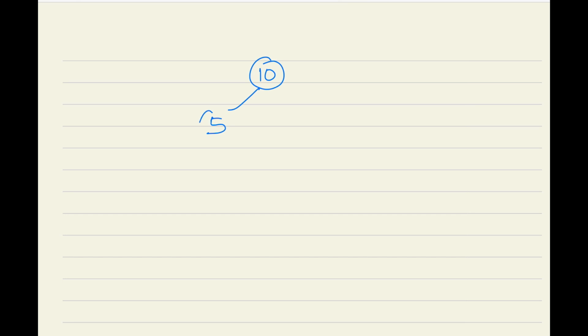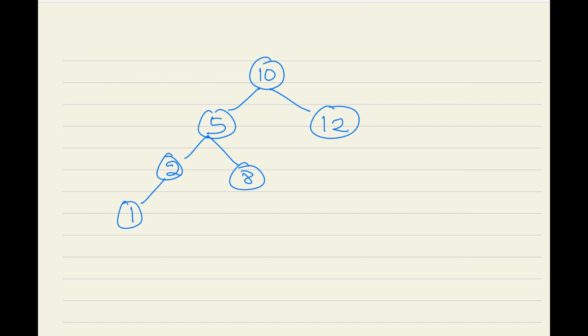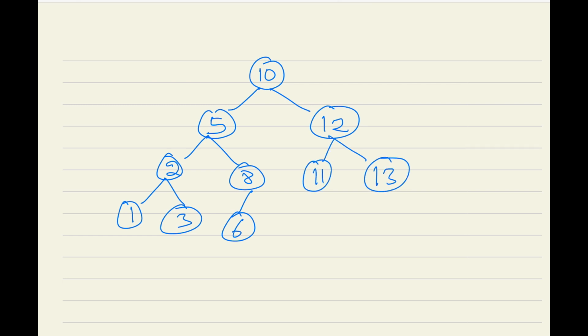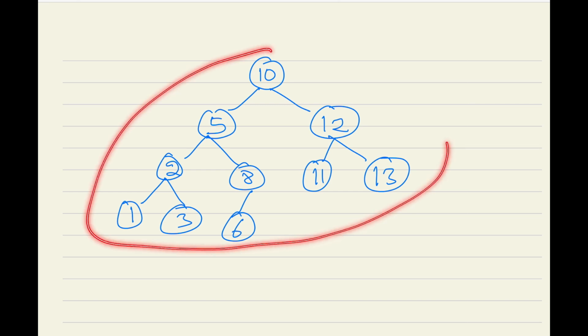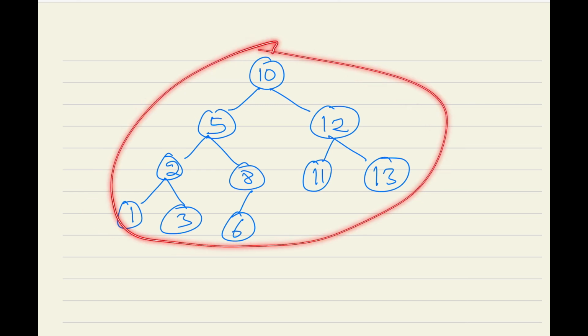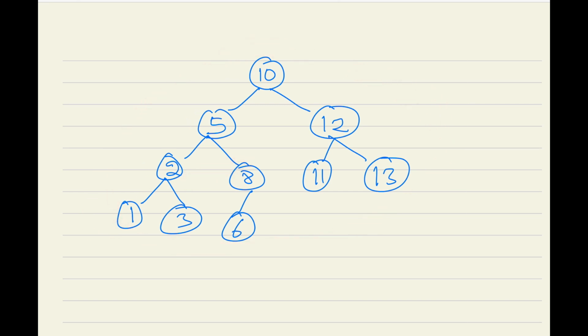then its left child is 5, its right child is 12. Then for 5, the left child is 2, its right child is 8. For 2, left child is 1, right child is 3. For 8, left child is 6. For 12, left child is 11, right child is 13. So now this is a given AVL tree, because this one is balanced, you can find the balance factor.